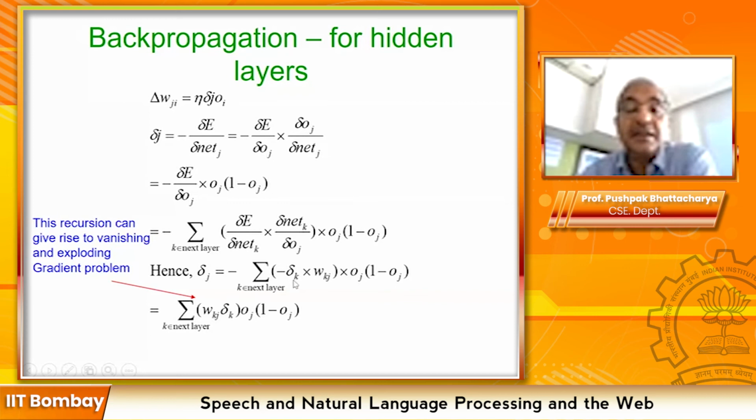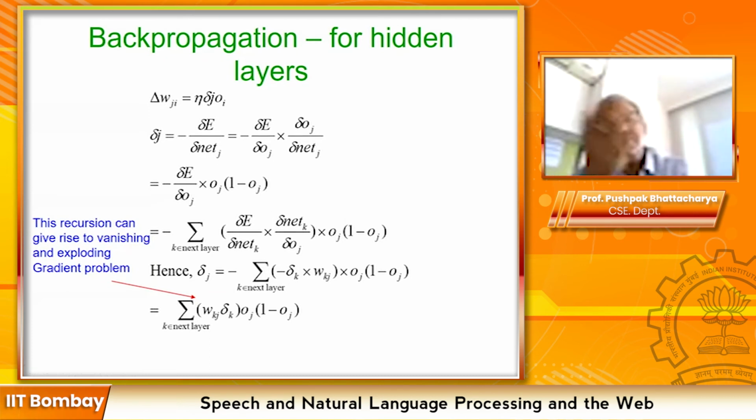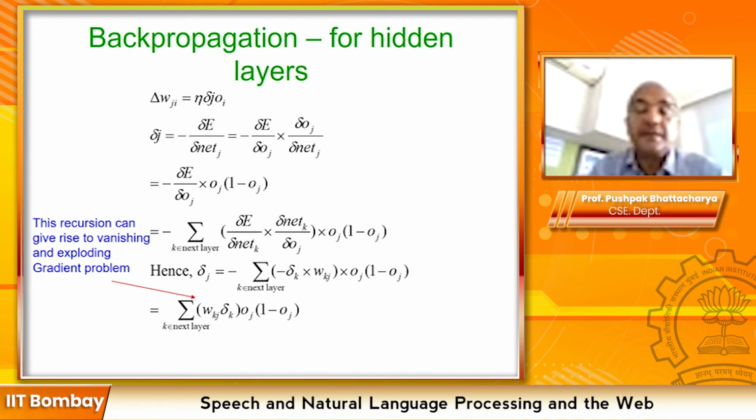The thing to note is the way it is invoked. Delta j is recursively a function of delta k. Delta k is recursively a function of delta k plus 1, where k plus 1 is the next higher layer closer to the outermost layer. So this is a very, very instructive, very beautiful algorithm in AI, after the perceptron algorithm, or in the same class as the perceptron algorithm.